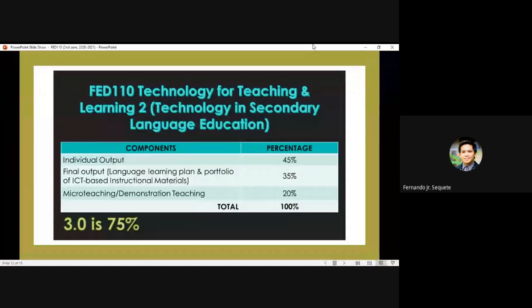Okay? So that is 35%, children. So ikalawa siya sa pinakamataas, no? And then of course, one of the final outputs would be your micro teaching or demonstration teaching, because sa ginawa ninyong language learning plan, i-demo ninyo na siya. Kung ang gagawin ninyo ay isang language learning plan, you will have to have your demonstration for that.